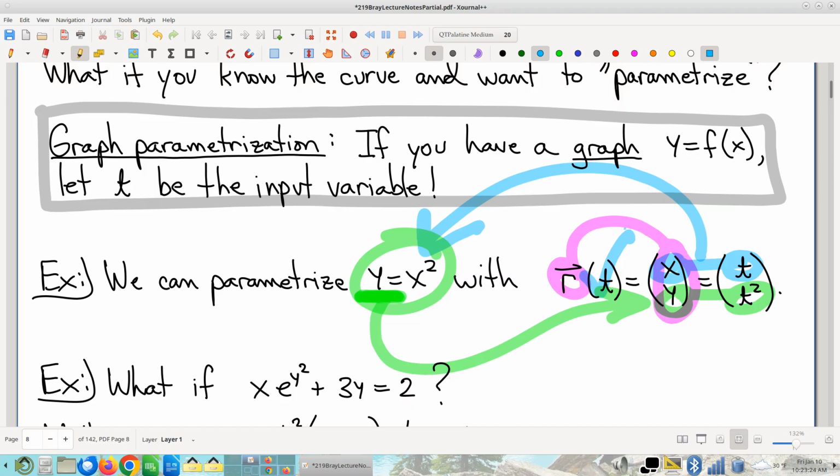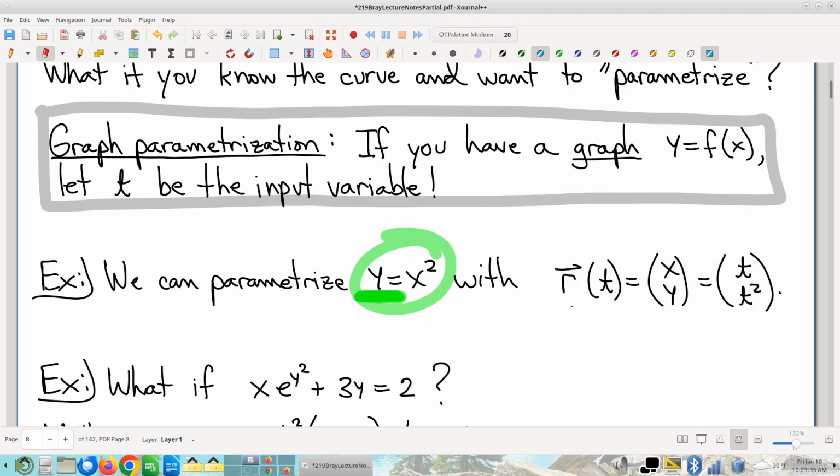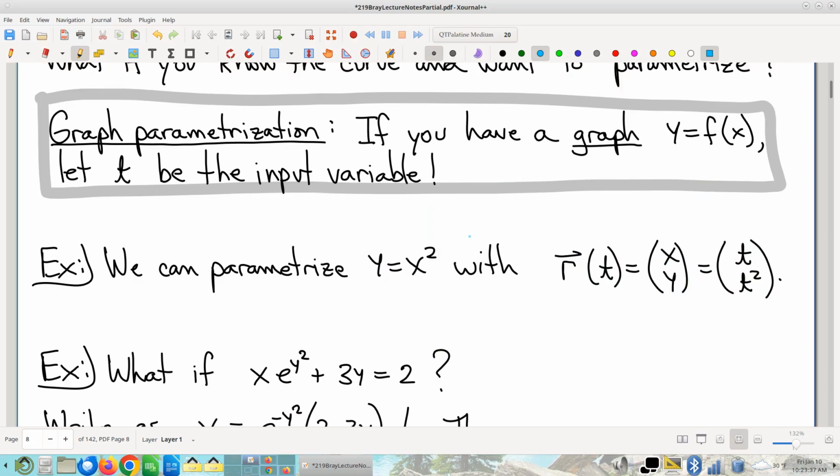Everybody see how that works? It'll always work. Any graph will do, but it does have to be a graph. That's the requirement. But for any graph, that will parameterize. Okay, now here's another example.